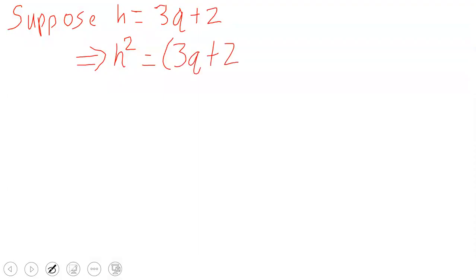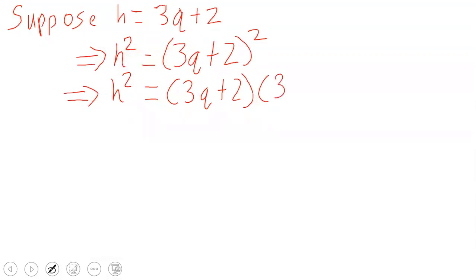3q plus 2 all squared. And this will be equal to, if we say this implies that what? h squared is going to be equal to 3q plus 2, open bracket, 3q plus 2.